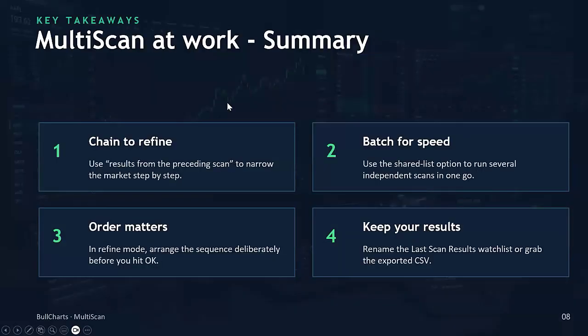In summary, chain them to refine it, using results from the preceding scan to narrow the market step by step. You can batch them up for speed, and use the share list option to run several independent scans in the one go. And I find this to be such a time saver. I used to go out and run one and run the other and look at them both and run out separate watch lists and join them together. Something that was taking me sometimes an hour or an hour and a half, I'm knocking over now in all of 10, 15 minutes max.